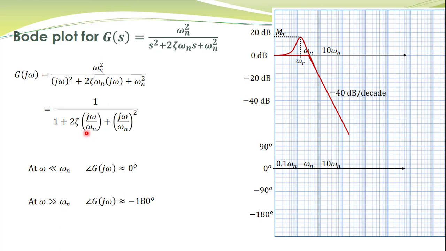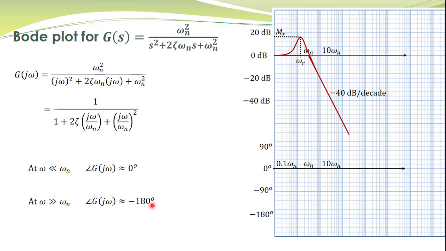So we can ignore this term and ignore this term. And what is the square of j? Minus 1. So we have 1 divided by minus 1 multiplied by some positive real number. So overall, what do we get? We get a negative real number, and the phase angle of a negative real number is equal to minus 180 degrees.